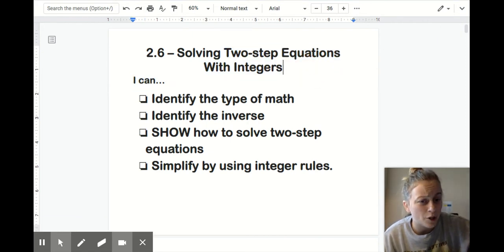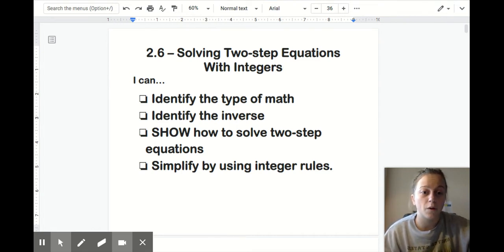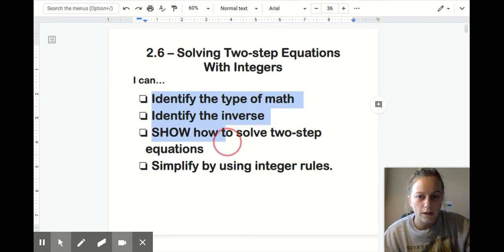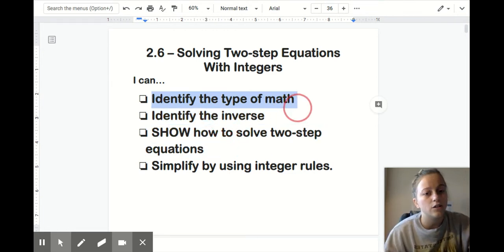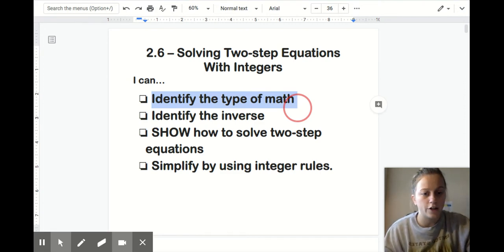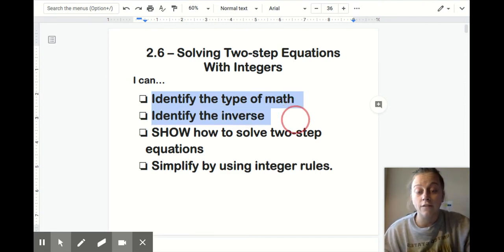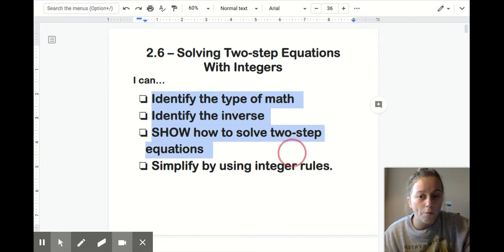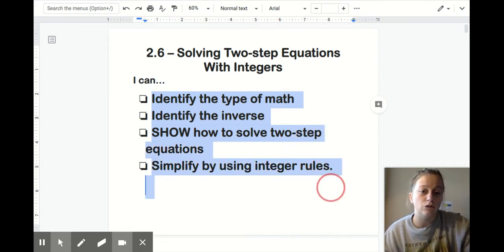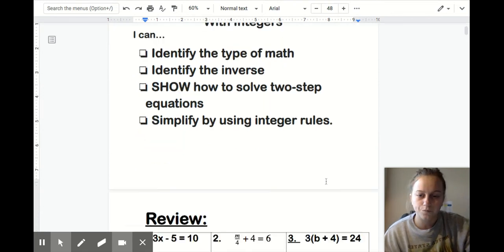This is super similar to what you guys did in the homework assignment last week of two-step equations with positives. Now we just add in a little bit of harder numbers. So these are the exact same steps as they were last week. Identify what type of math you see. Do you see multiplication? Do you see division, addition, subtraction? What do you see? Identify the inverses, show both inverses on both sides, and simplify using those integer rules.